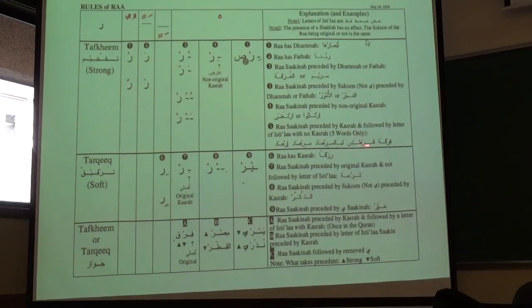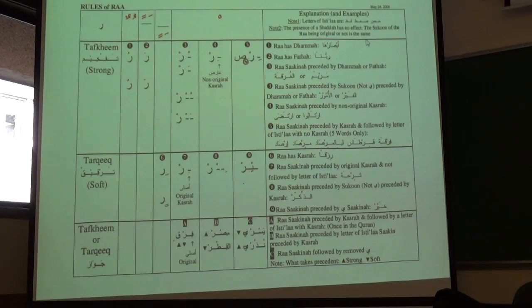The second example is qirtas. So we have ra with sukun, before it kasra, and after it there's harf isti'la. The ta is one of the huruf isti'la here, and it has a fatha. So we say qirtas.